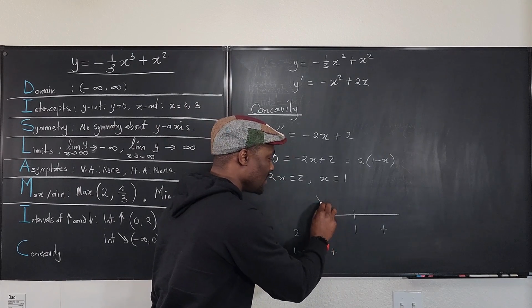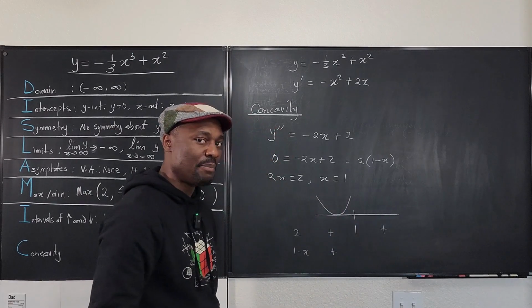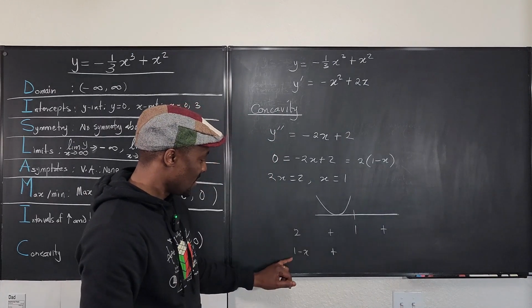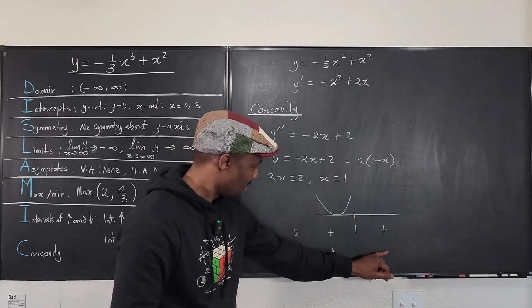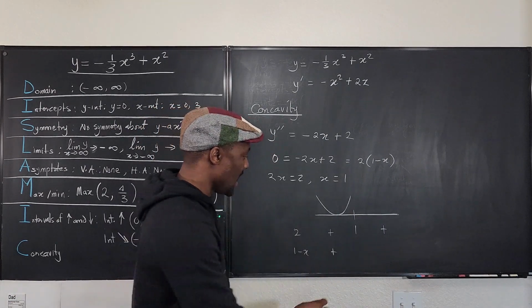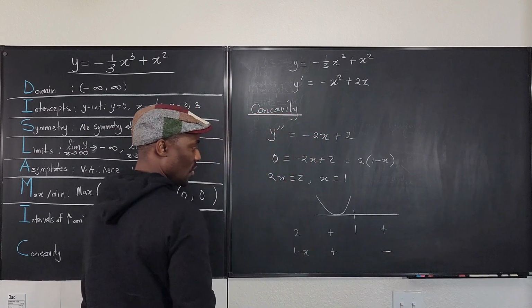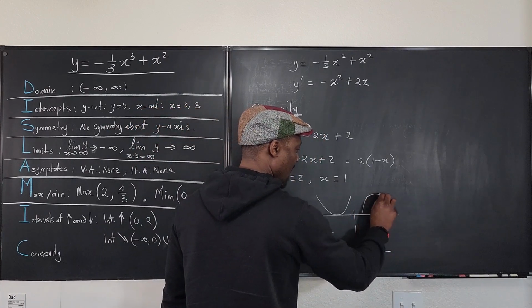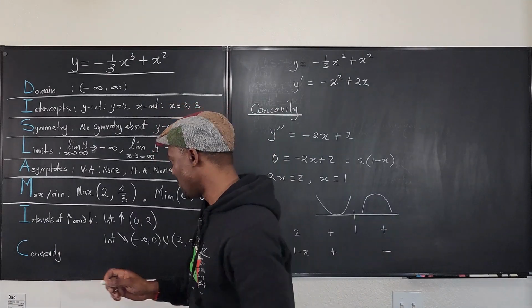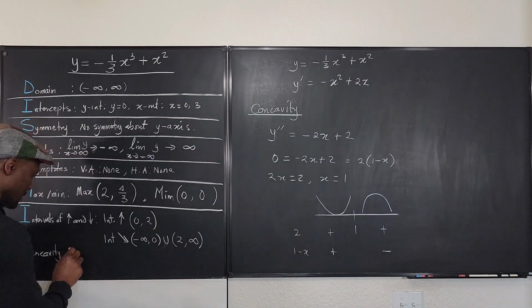And anything positive for concavity is facing up. We go here. What is this? We put a number beyond 1. Let's say 2. 1 minus 2 is negative, so this is going to be facing down. And that's it. We have found everything as far as concavity is concerned.